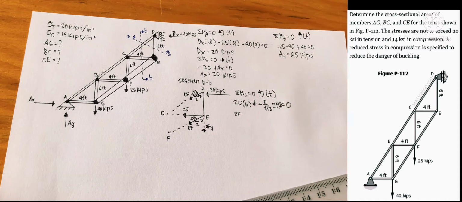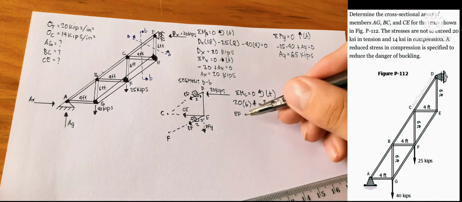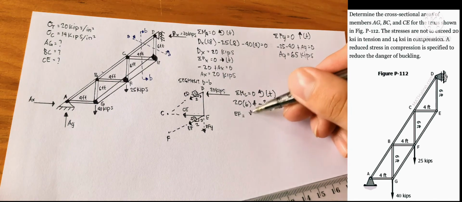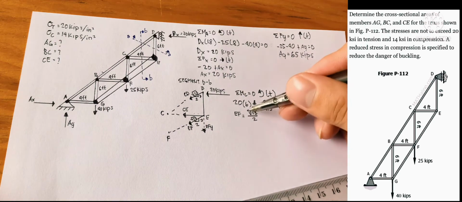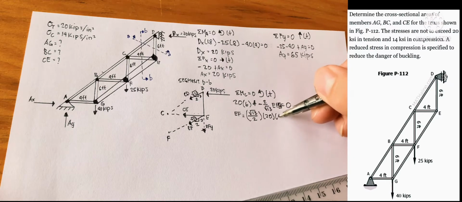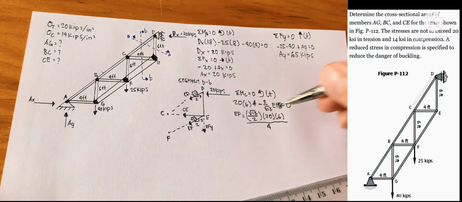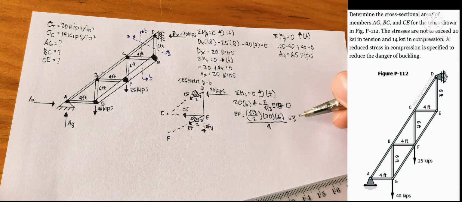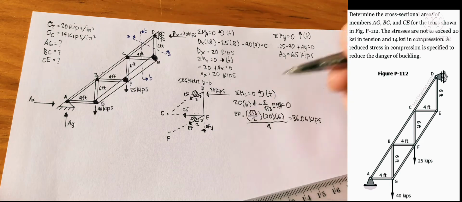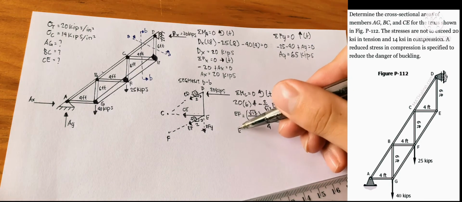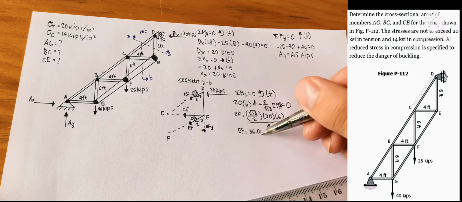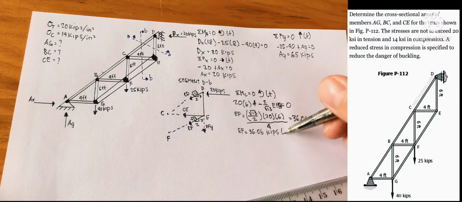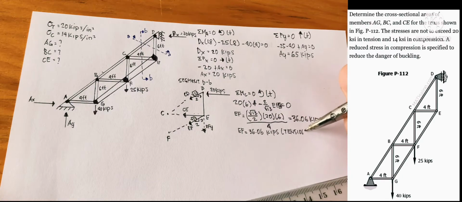So member EF is equal to, okay, we missed the moment arm. EF is equal to the reciprocal multiplied by 6 all over 4. Our value should be 36.06 kips. Yep. Next, it is in tension.